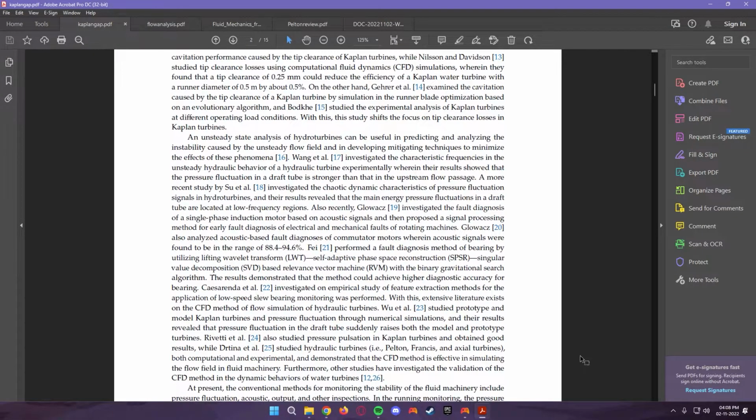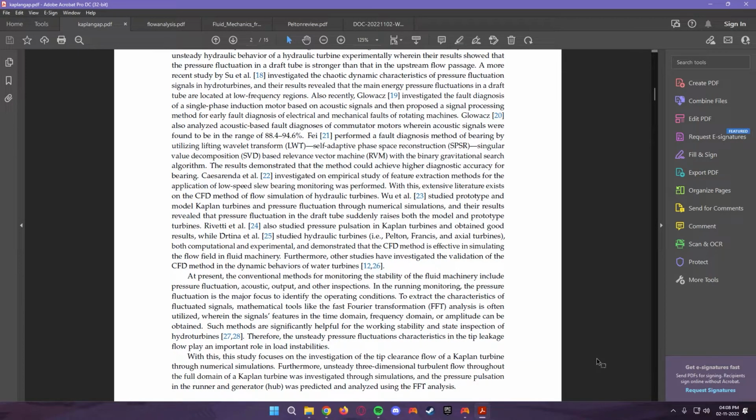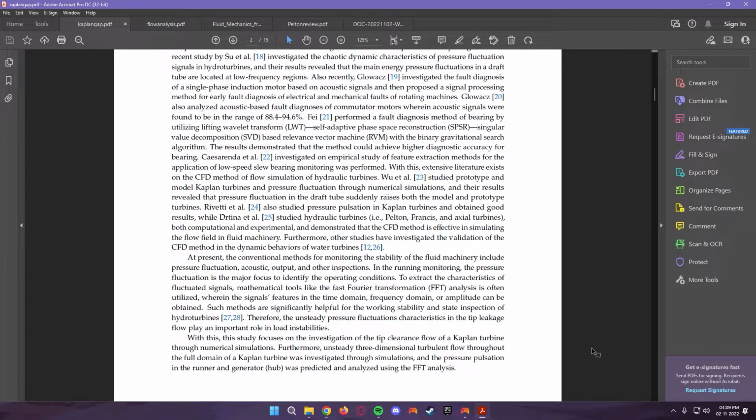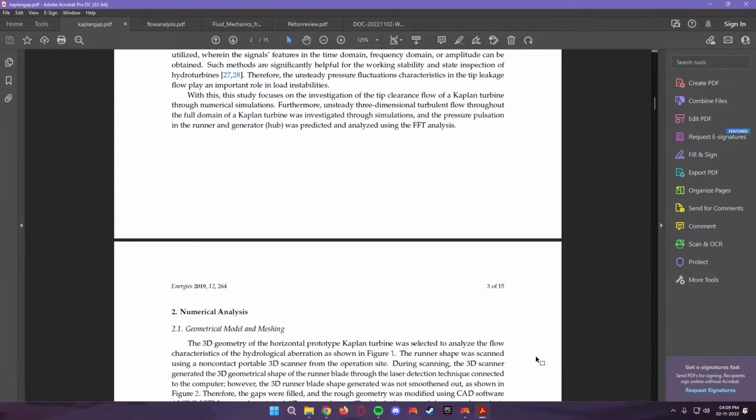Moving further, at present, the conventional methods for monitoring the stability of fluid machinery include pressure fluctuation, acoustic output, and other inspections. In running monitoring, pressure fluctuation is the major focus to identify operating conditions. To extract the characteristics of fluctuating signals, mathematical tools like fast Fourier transform analysis are often utilized, where the signal features in the time domain, frequency domain, or amplitude can be obtained.